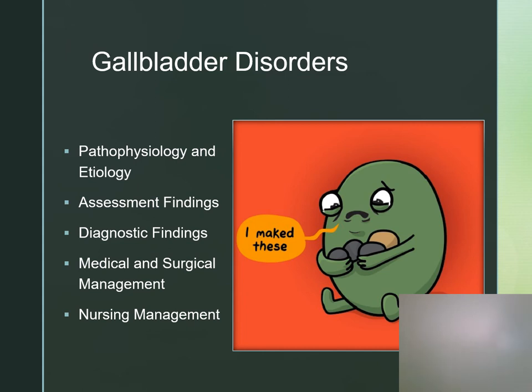Gallbladder disorders include cholelithiasis, which are stones in the gallbladder, choledocholithiasis, which are stones that are located in the common bile duct, and cholecystitis, which is inflammation or infection of the gallbladder that's caused by the formation of stones, and it can be acute or chronic. Risk factors for gallbladder disorders include the 5 F's: female, fat, fair, 40, and fertile. The risk also increases if the client is diabetic.